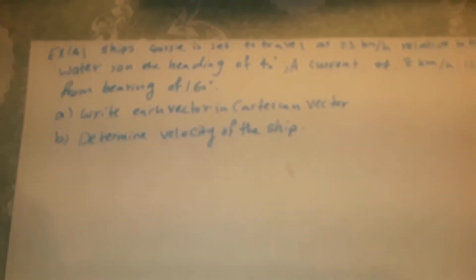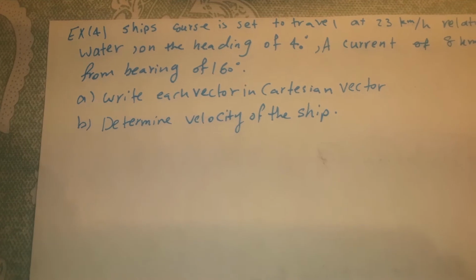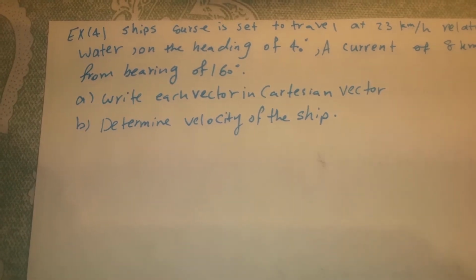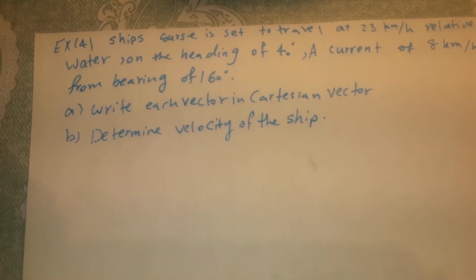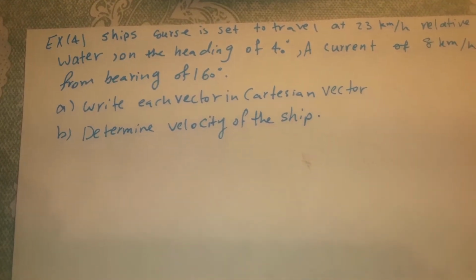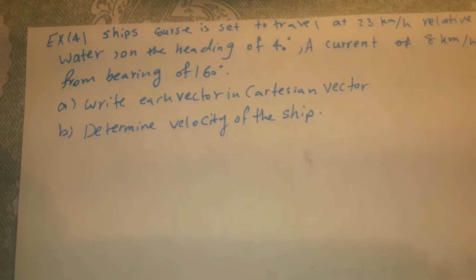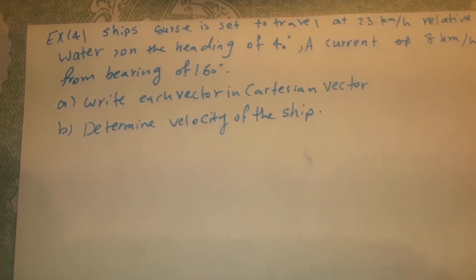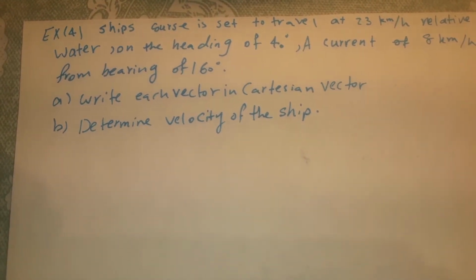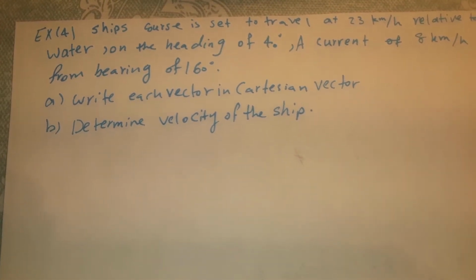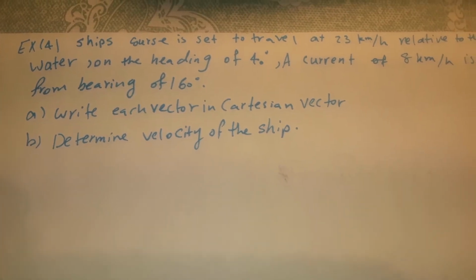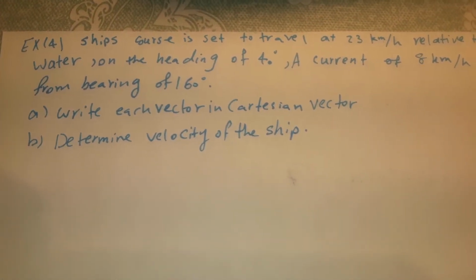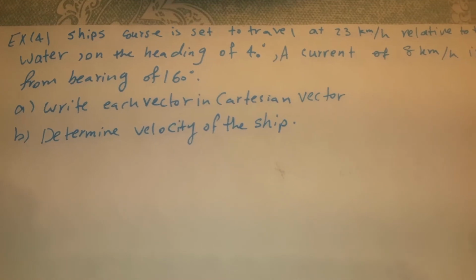A ship's course is that it travels at 23 kilometers per hour relative to the water on the heading of 40. A current of 8 kilometers per hour is flowing from the bearing of 160. Write the Cartesian vector for each, and determine the velocity of the ship. The current is pushing the ship, so the velocity of the ship plus the current is whatever I will see from the shore, right?